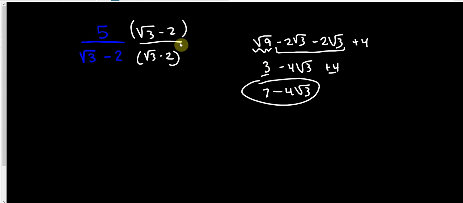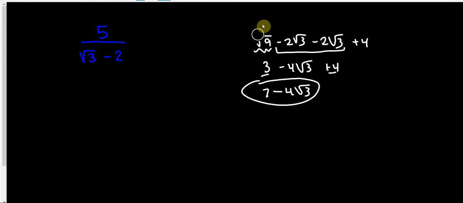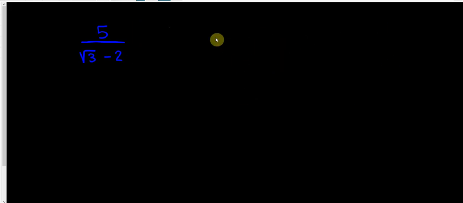So this is where we need something very special. This is where we need something called a conjugate. Okay? Now a conjugate's not that hard to understand. And you'll see why it works because it comes from one of our special products.